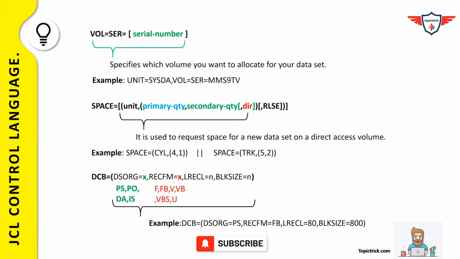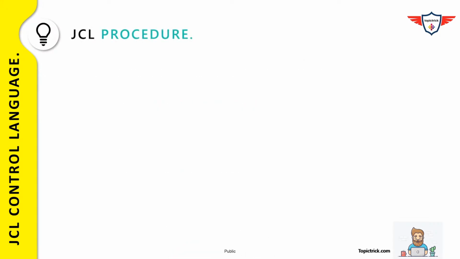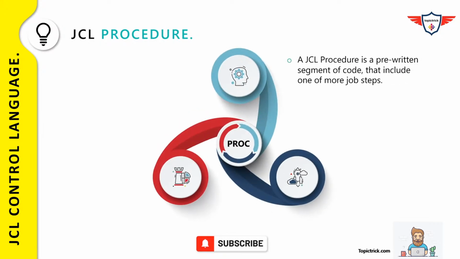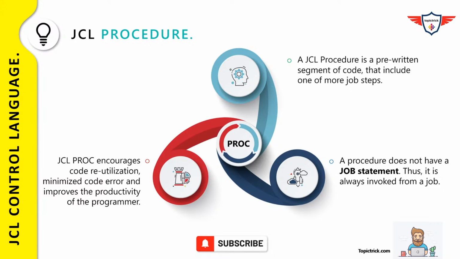Now let's devote some time to JCL procedures or proc in JCL. So in layman's terms, a JCL procedure or proc is a pre-written segment of code that includes one or more job steps. Due to this fact, a JCL proc can be executed or invoked from a JCL. It cannot be executed on its own. By using procedures, the amount of JCL code you have to write is reduced, resulting in fewer coding errors and thus improving the productivity of the programmer.